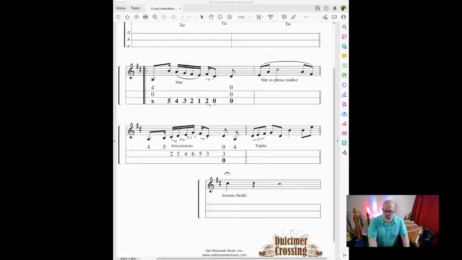And now we're going to look at what a tie does when it goes, when that same thing, it's the same curvy line, but what happens when it goes over many different notes? Then it's called a slur.